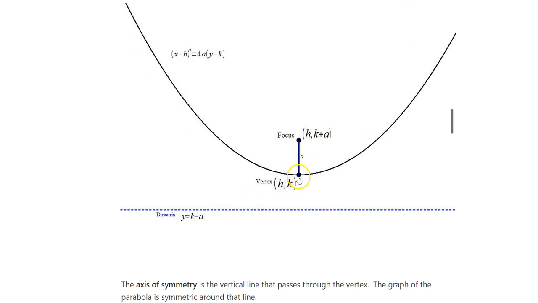Some of the key features are the vertex, which is right here, where the parabola changes from decreasing to increasing. Then on the inside of the parabola, we have the focus. And then on the other side, we have the directrix.